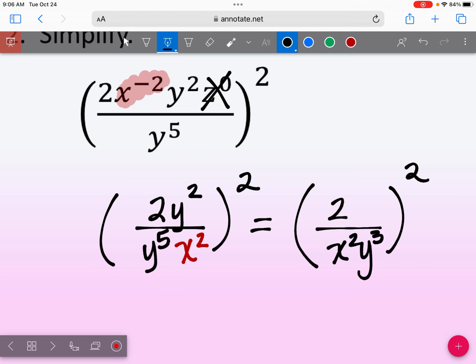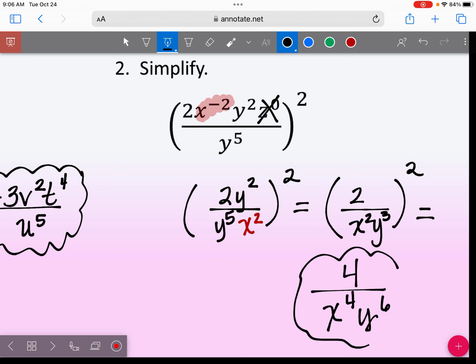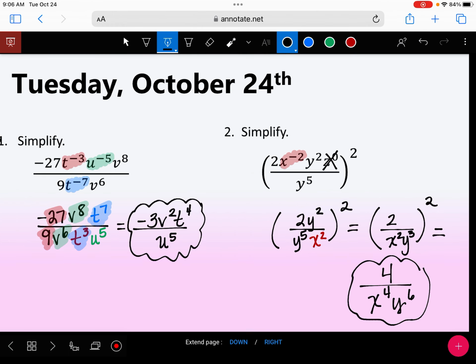All right, pick up your calculator, and now you're ready to square everything inside of your parentheses. So you have 2 squared. So 2 to the power of 2 is 4. And then with your exponents, you're multiplying. So you have 2 times 2, which is 4. So you have x to the power of 4. And you have y to the power of 6. And that would be your final answer.